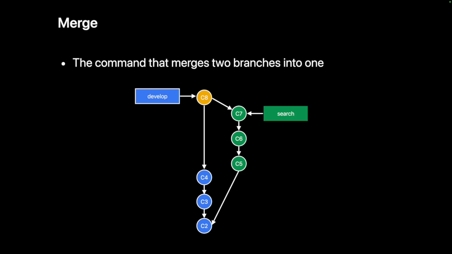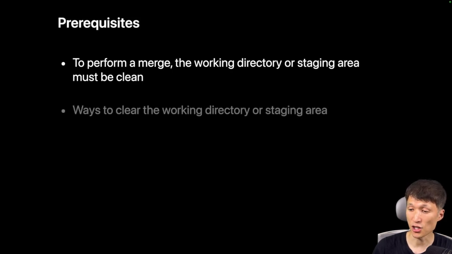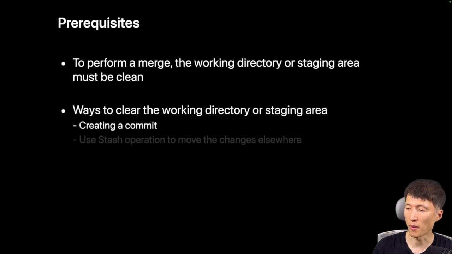Before performing a merge, it is crucial to check if there are any uncommitted changes in your working directory or staging area. If there are uncommitted changes, you won't be able to proceed with the merge. Attempting to merge while there are uncommitted changes in the working directory or staging area will result in an error. In such cases, you need to either commit the changes or use the command called stash to temporarily set the changes aside.